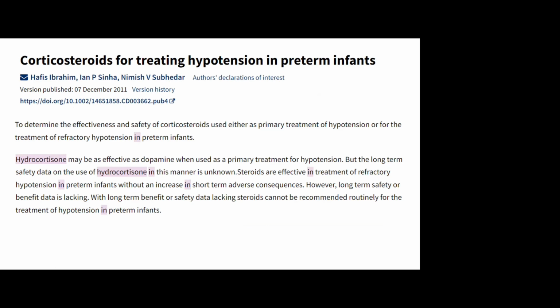And there are lots of studies which have been done looking at the use of steroids in treating hypotension, and it is effective. It is as effective as dopamine in improving the blood pressure. However, in the short term they don't have much effects, but for long-term use of steroids, there's not much evidence related to it, whether they are safe in neonates and preterm infants when you use it for long-term situations.